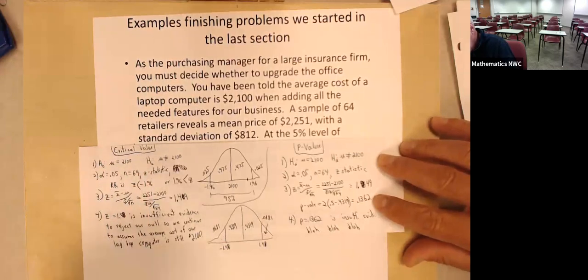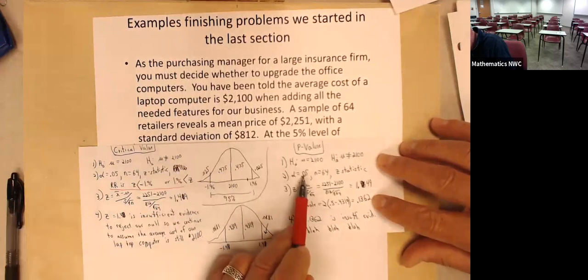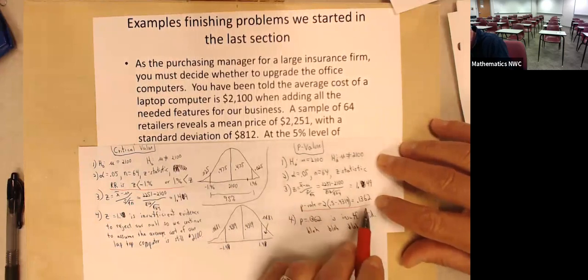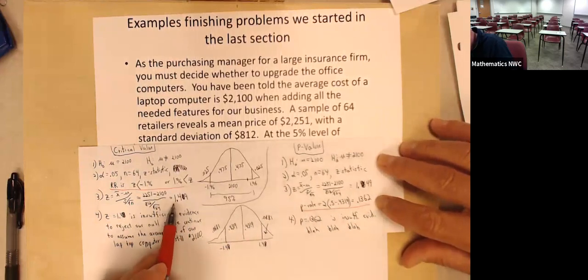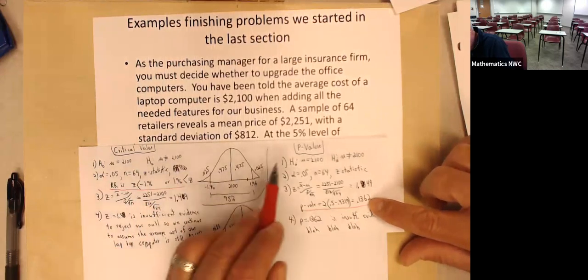Critical value has a rejection region. Notice here I did not. But the p-value, I've got to find that p-value, which I did not have to do over here. Those are the two parts that are different for a critical value, p-value.